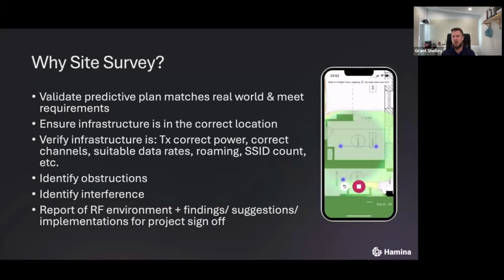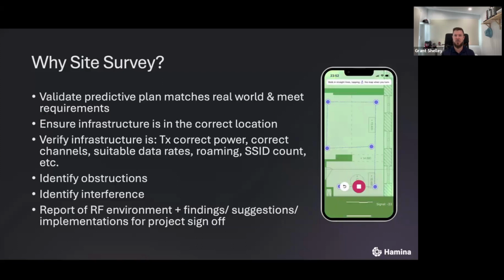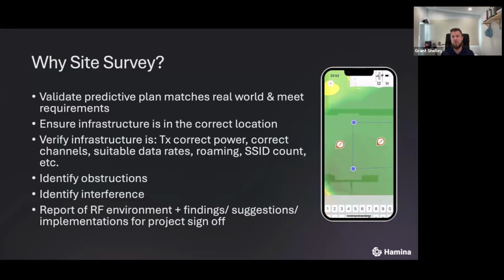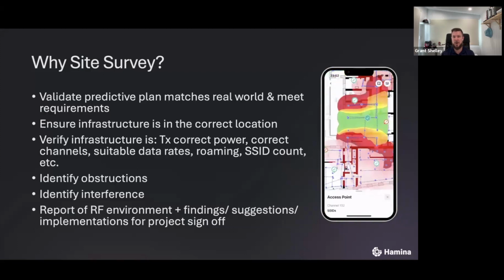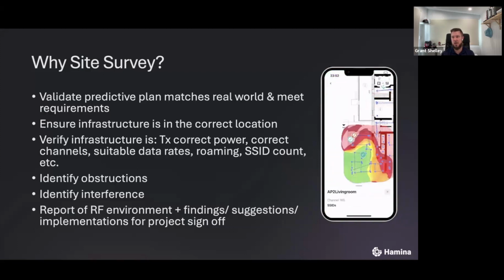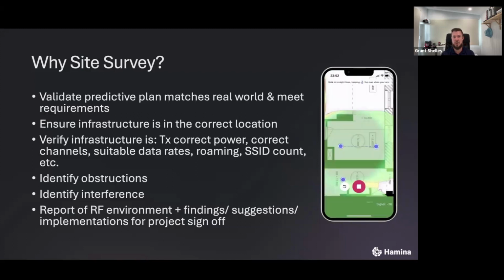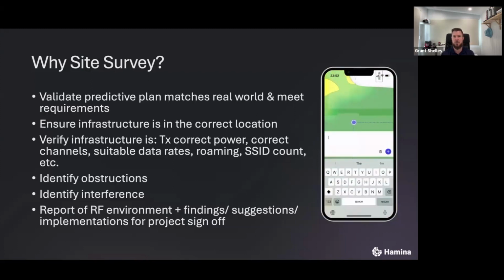The other thing that I've seen quite a bit is verifying that the infrastructure is transmitting the correct power levels and channels that we've allocated. That can also correlate with the country code. So is the right country code being deployed? Suitable data rates. So maybe the lower data rates are still enabled, for example. Are we able to roam properly? And not just roam from a smartphone or a tablet, but can we place a voice call and roam and not have any packet drops?